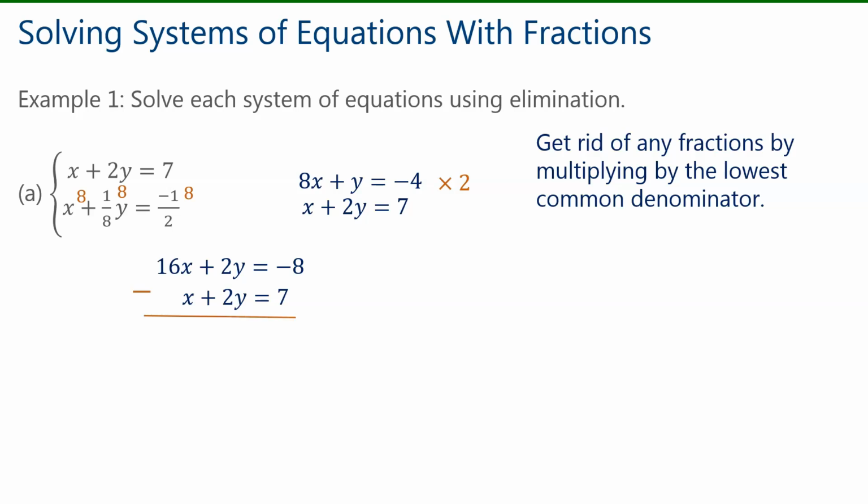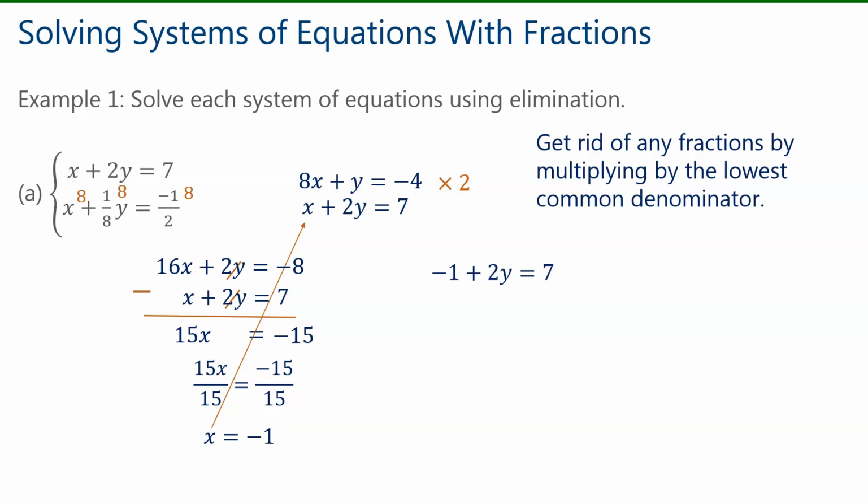So now when I subtract, I would have 16x minus x, which is 15x. 2y minus 2y cancels. And then negative 8 minus 7 is negative 15. So now to solve for x, we can divide both sides by 15, which would give you an x value of negative 1. So now to find y, we can plug this into the first or second equation. I'm just going to plug it in right here.